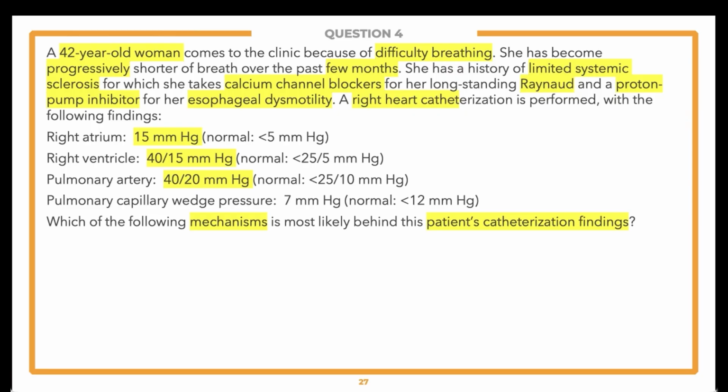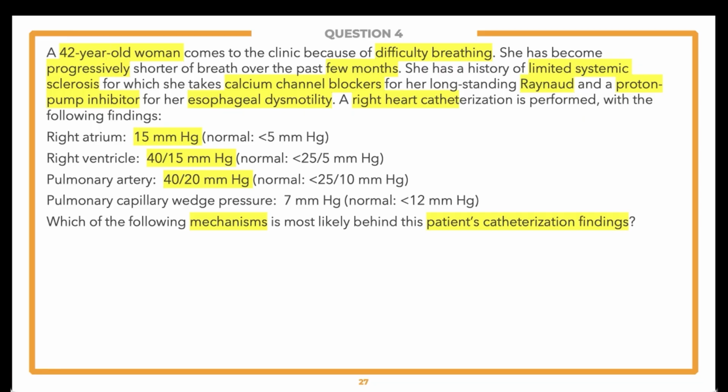So limited systemic sclerosis, right? What does that mean? What is the other name for that syndrome? That's a good hint that I'm giving you guys, so take that into account. She's on a calcium channel blocker, which she's taking for her Raynaud's, and a PPI that she's taking for her esophageal dysmotility, right? And she has a right heart catheterization, and you end up with these findings, right?